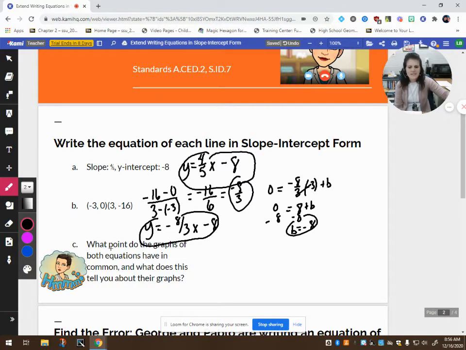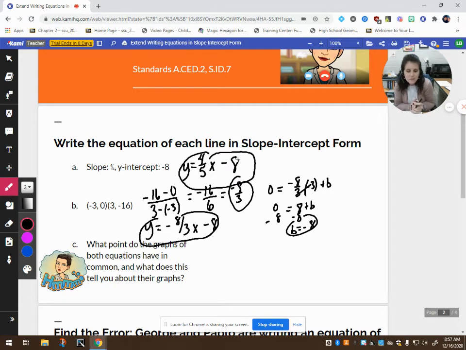So part C says, what points do the graphs of both equations have in common? And what does this tell you about their graphs? Well, there's something that jumps out at me immediately. This is negative 8. This is negative 8. I know that the y-intercept is a point on the graph. It's an exact location. This tells me that both of my graphs cross the y-axis at negative 8.